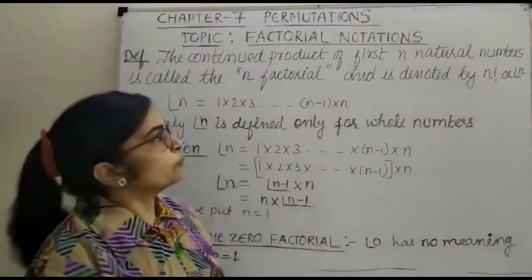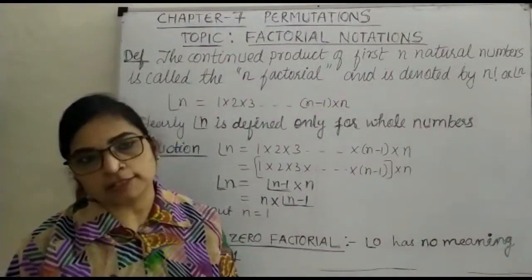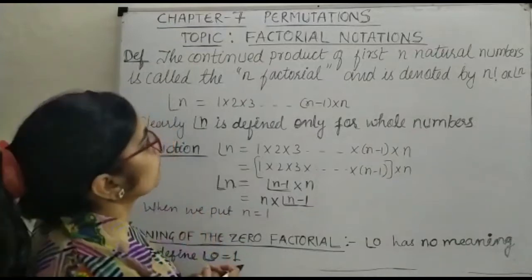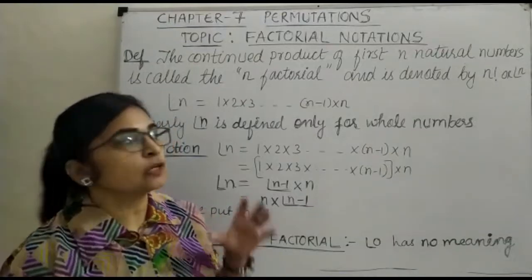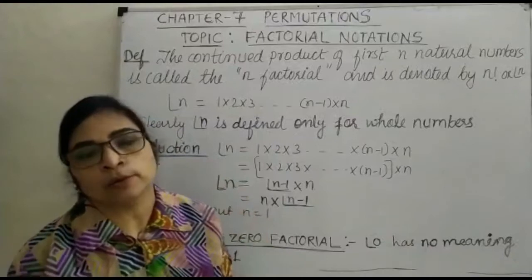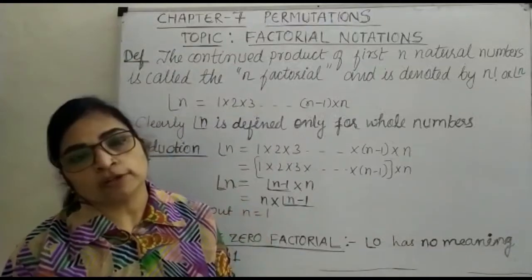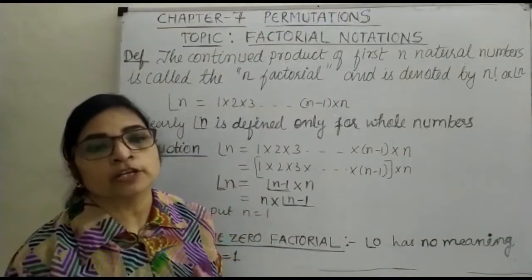Chapter 7, permutations and combinations. Today we are going to discuss under permutation. The topic is factorial notation. Let us understand what exactly the factorial notation means.